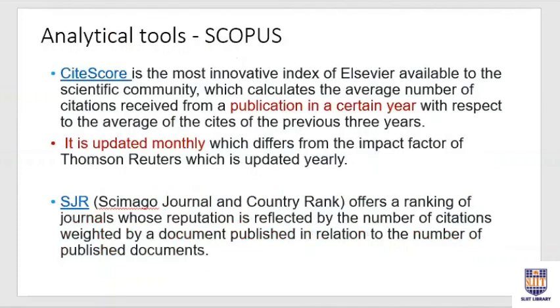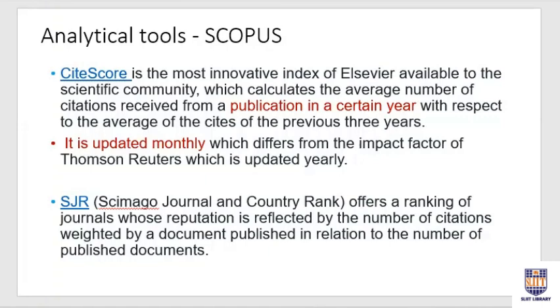I'm giving it to you. And there are very important analytical tools created by Scopus. The first one is SJR, the most innovative index of Elsevier available for the scientific community, which calculates the average number of citations received by a publication in a certain year. To understand your journals' reputation, it is very, very important. The effectiveness of this is that it is updated monthly, which differs from the impact factor of Thomson Reuters of Clarivate. They do it yearly, but here it is monthly.